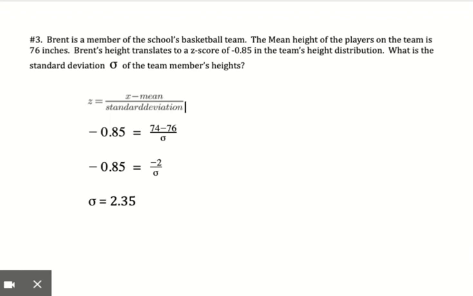The third part of this is, hey, Brent's a member of his school's basketball team. So the mean height of those players is 76 inches. So they're taller than what the average was in his class. Brent's height translates to a Z-score of -0.85 in the team's height distribution. What's the standard deviation, and this is the standard deviation symbol, of the team members' heights?